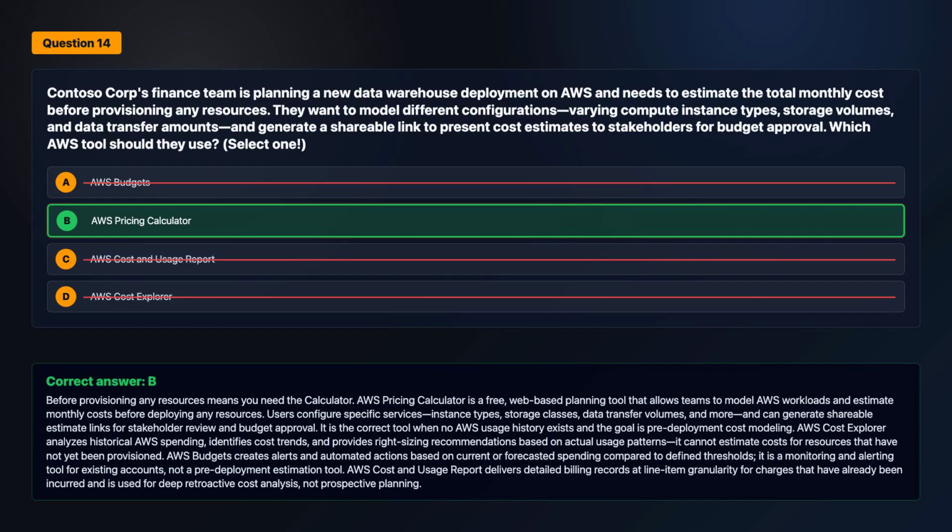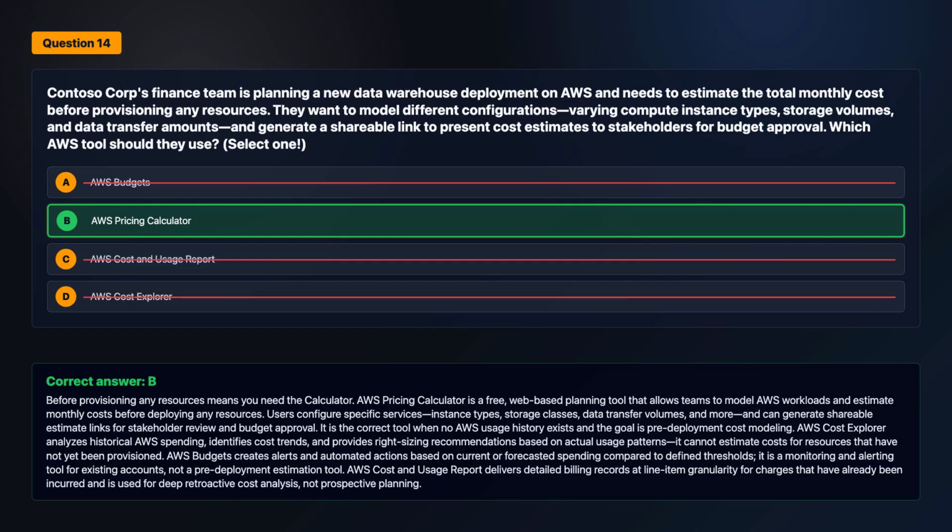The correct answer is option B. Before provisioning any resources means you need the calculator. AWS Pricing Calculator is a free, web-based planning tool that allows teams to model AWS workloads and estimate monthly costs before deploying any resources. Users configure specific services, instance types, storage classes, data transfer volumes, and more, and can generate shareable estimate links for stakeholder review and budget approval. It is the correct tool when no AWS usage history exists and the goal is pre-deployment cost modeling.